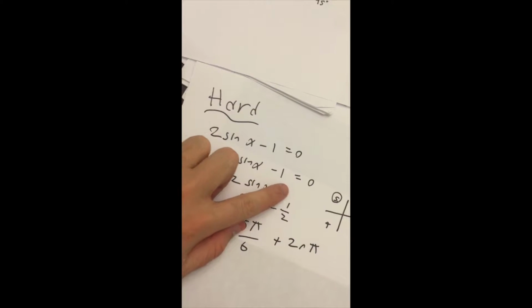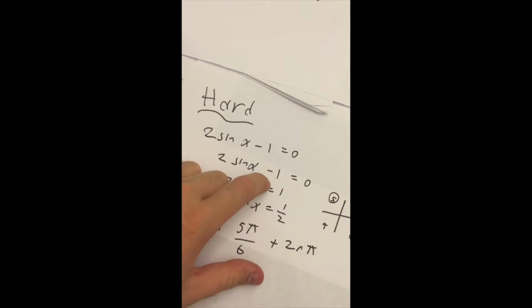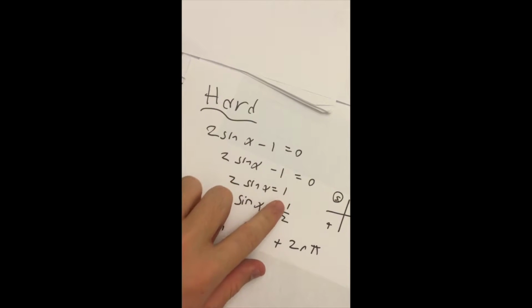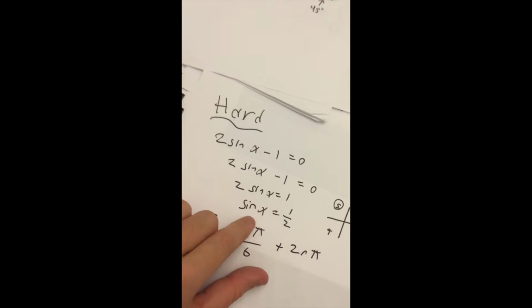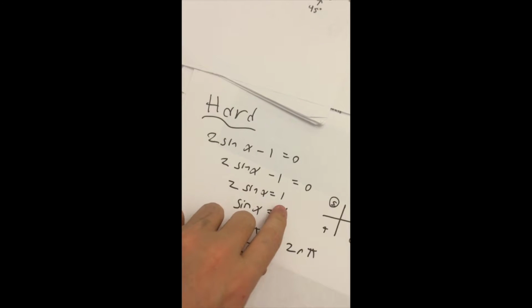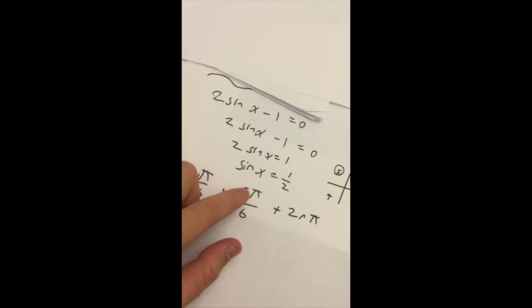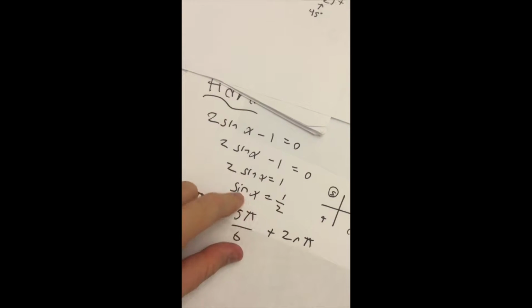add plus 1. Okay, now after we've done that, we put it on this side, add it here, add it there. Now divide by 2. Sine x equals 1 over 2. What you do for one side, you do to the other side. After that, you already have the equation that you were looking for.